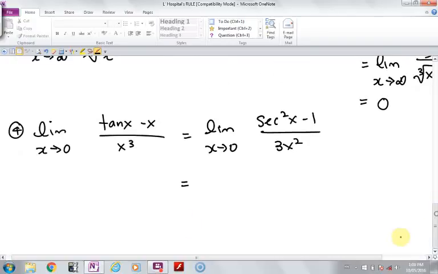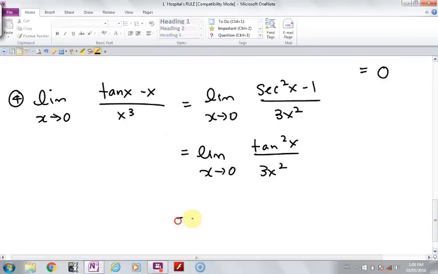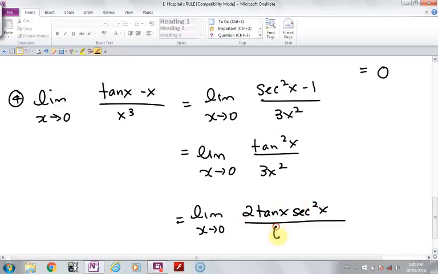So, what do you want to do? Identity or derivative? How are you doing, Curtis? Identity. Okay, identity. So this is tan squared x over 3x squared. Still 0 over 0. So now we have to take the derivative of that. What's the derivative of tan squared x? Got to use the chain rule there. 2 tan x and then secant squared x, all over 6x.